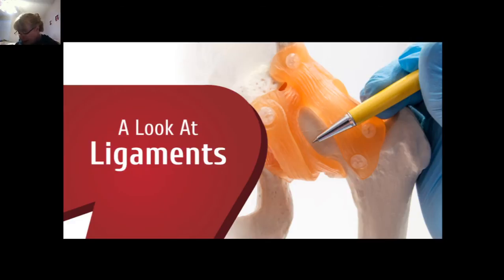The posterior cruciate ligament, or PCL, is located in the center of the knee and controls the backward movement of your shin bone. The medial collateral ligament provides stability to the inner knee, and the lateral collateral ligament, LCL, similarly provides stability to your outer knee.